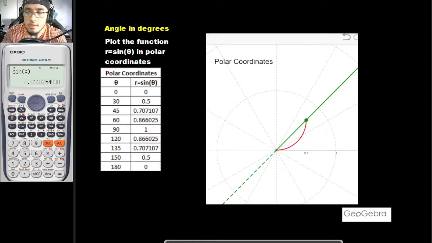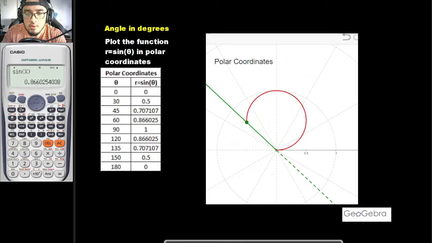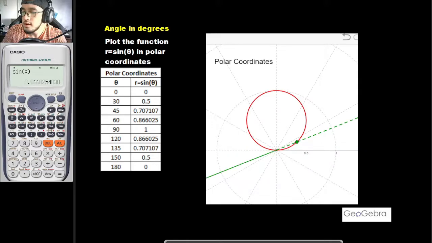If we are to plot the whole function or the whole graph, it would be this one right here. From 0 degrees to 30 degrees to 60 degrees to 90 degrees to 120 degrees to 150 degrees up until 180 degrees, you would be plotting this one right here, which is basically a circle. If you want to solve for the area here, as you can see, this is basically a circle. The area of a circle is pi r squared, or pi d squared over 4. So it would be as simple as that if you are given this function.